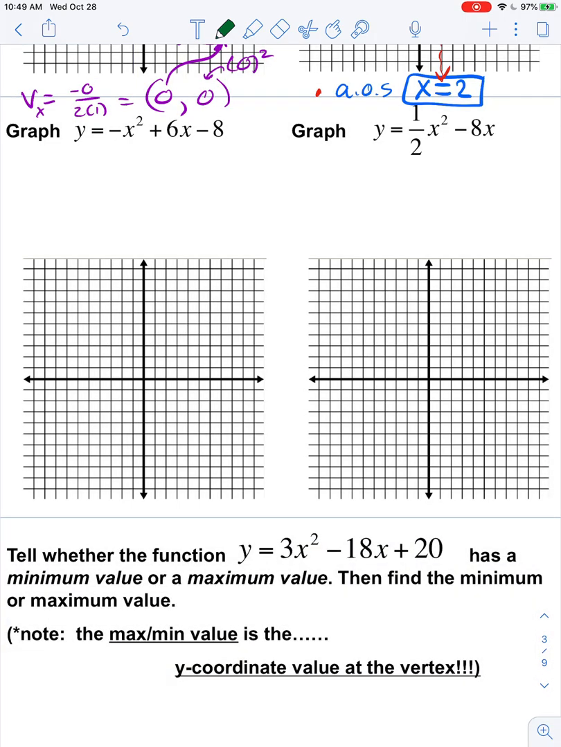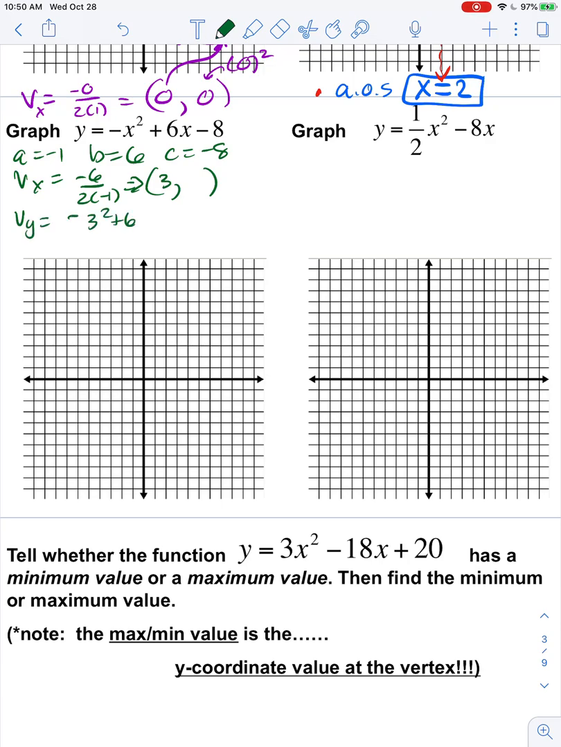Okay, I'm just going to go right straight through here. I'm going to start by identifying A, B, and C. I'm going to find my x coordinate by doing the opposite of B over 2 times A, so I end up at a 3. To find my y coordinate, I'm going to plug that 3 in.